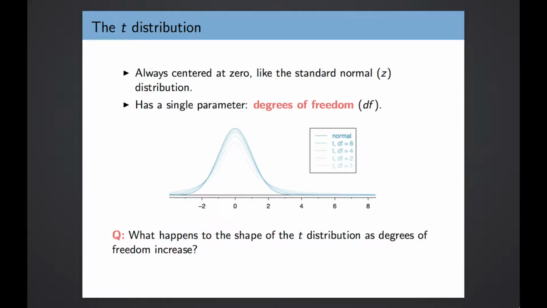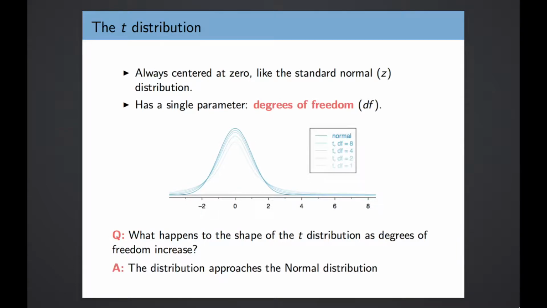So the paler lines have lower degrees of freedom, and as the lines get darker, you can see that the t-distribution gets steeper and the tails get thinner, right? So one of the characteristics of the t-distribution is that it has fatter tails than the normal distribution does, but as degrees of freedom increase, those tails are going to shrink down a bit, and you're going to have more height in the middle of the distribution. So what is happening to the shape of the t-distribution as degrees of freedom are increasing?